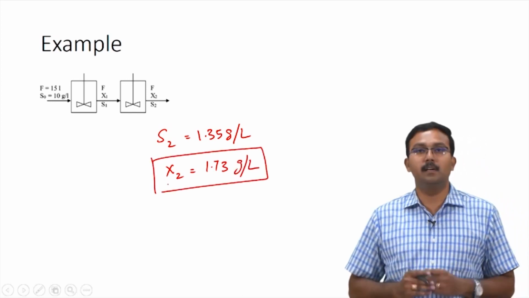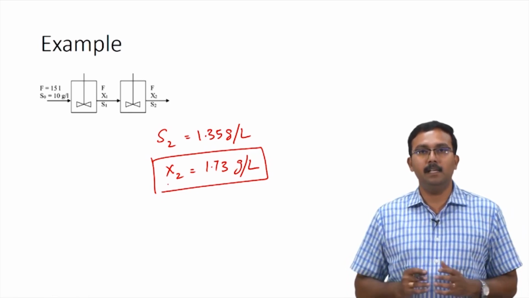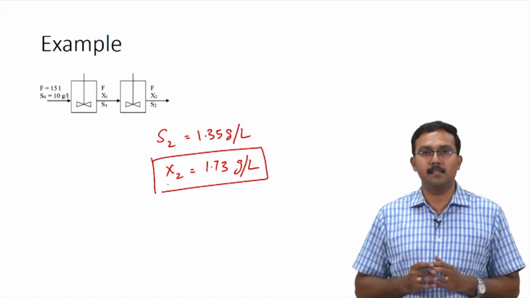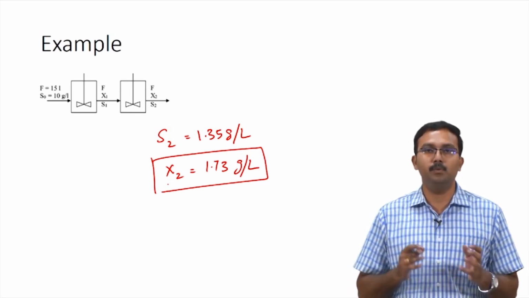So, based on the system which we have looked at, the single reactor with 100 liters volume actually gives a higher biomass concentration compared to two smaller reactors in series. So, with this I hope you have a full understanding of how to perform material balance calculations for systems where cell culture is happening. Thank you.